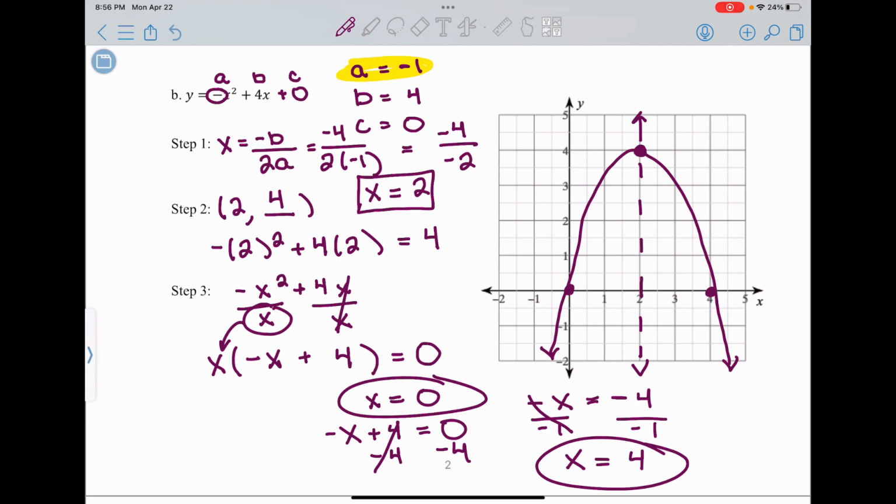So whenever you're looking to graph a quadratic function, you need to find three things: the axis of symmetry, the vertex, and the x-intercepts. Please let me know if you have any questions, and I will see you in class.